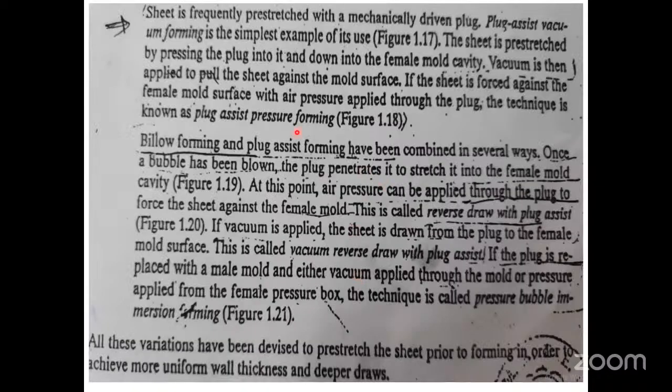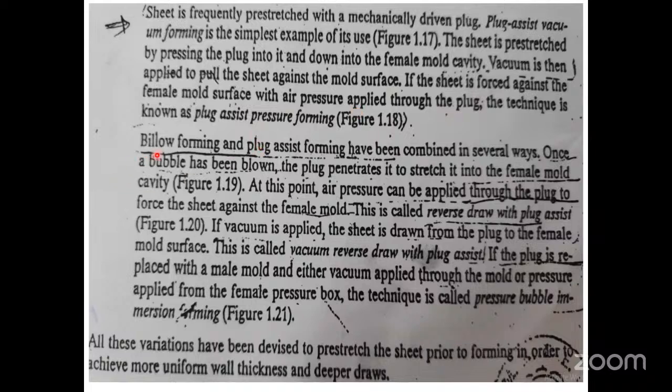Now, sheet is a frequently persistent trend with a mechanically driven plug assist that we have seen. The sheet is pressed by the plug into it and drawn into the female mold. Yes, we have seen this. Vacuum is applied to pull the sheet against the mold. Yes, the sheet is forced against the female mold surface with the air pressure. Yes, we have seen this.